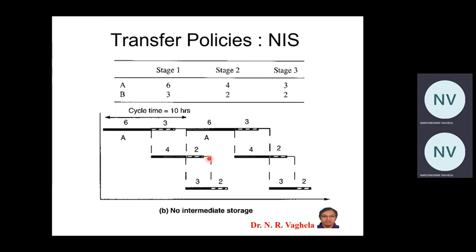Then transfer the material to stage 3. Then 2 hours of processing time. So this is the gain chart for product B. So we can see here 6 plus 3 and this 1 hour of holding. So total 10 hours of cycle time for the NIS policy, while in the 0-8 policy, cycle time is 11 hours. So here we have reduced the cycle time by 1 hour by using the NIS policy.